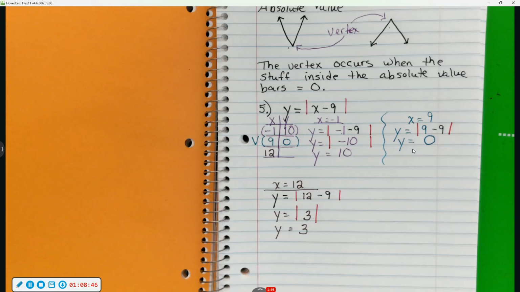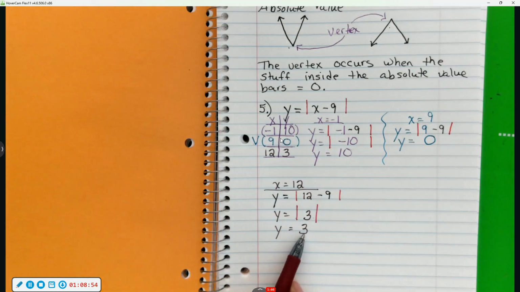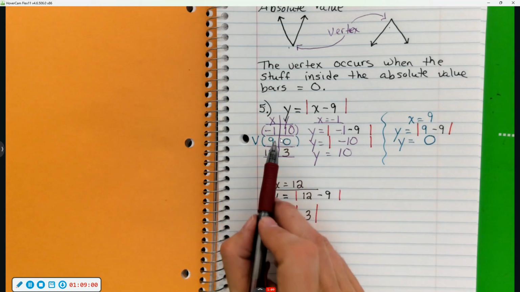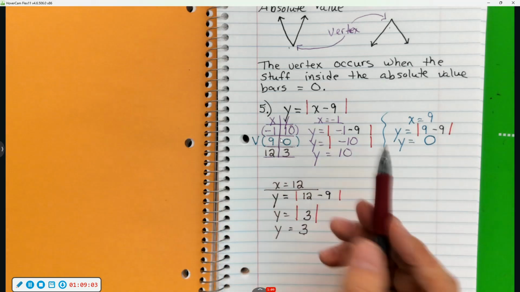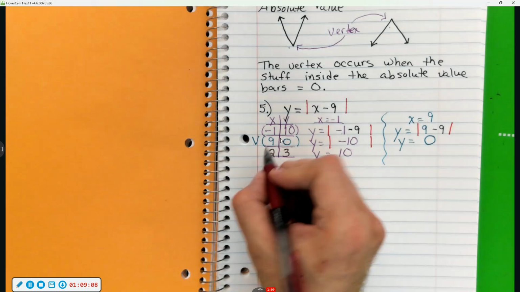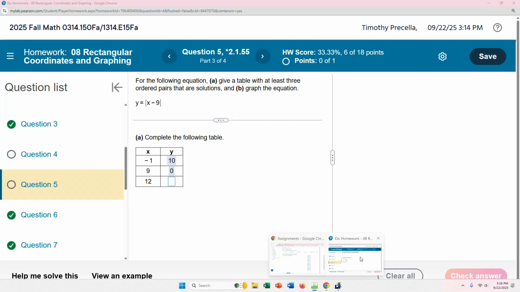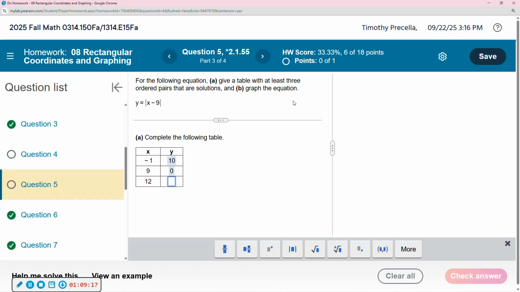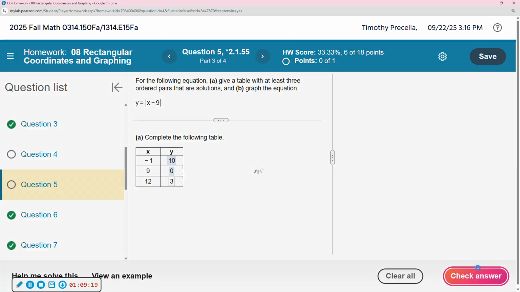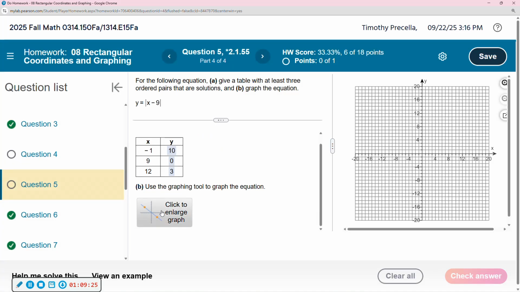We've already determined which one of these is the vertex, but definitely this one isn't. The stuff inside the absolute value bars didn't equal 0. Where the stuff inside the absolute value equaled 0 was right here when x was 9. So we plug in 3. And then say OK, click.